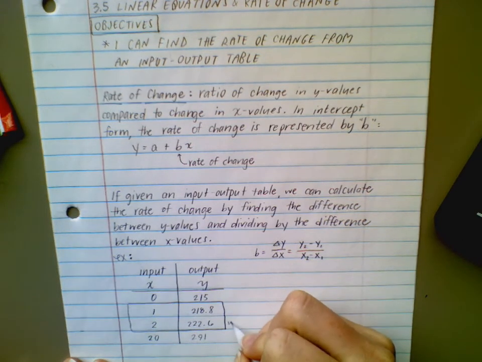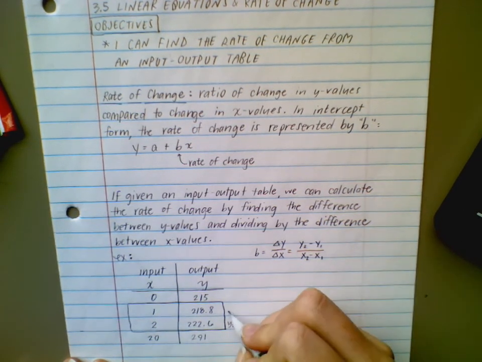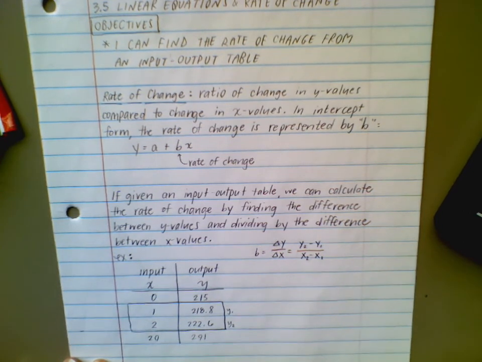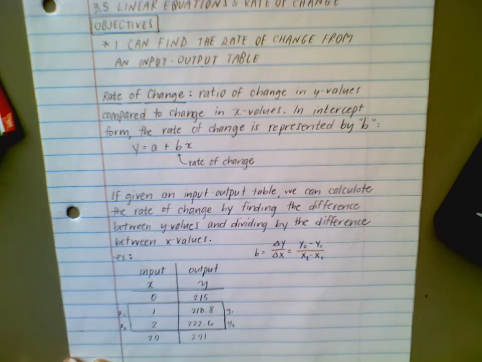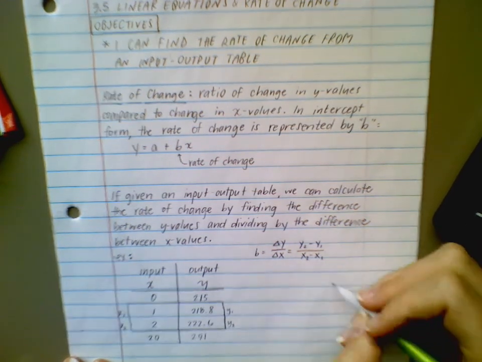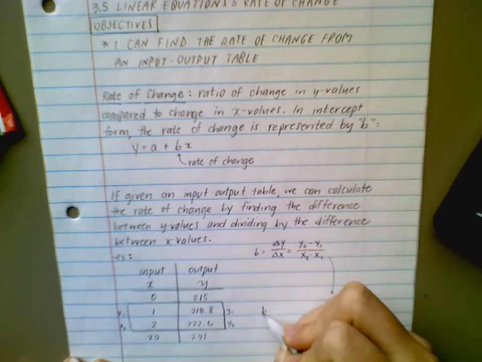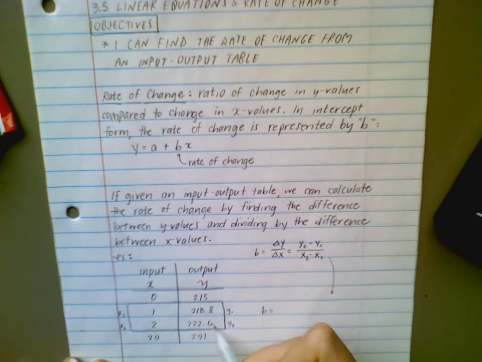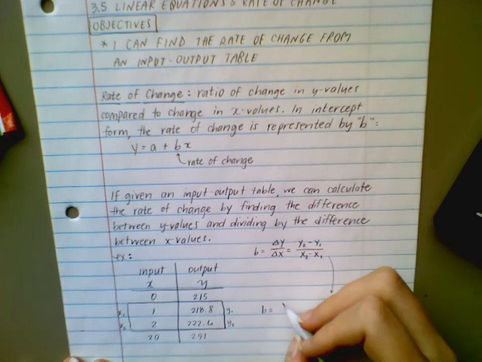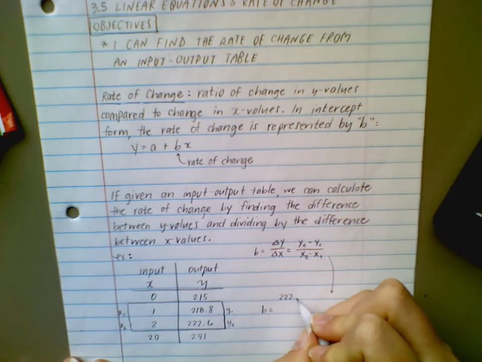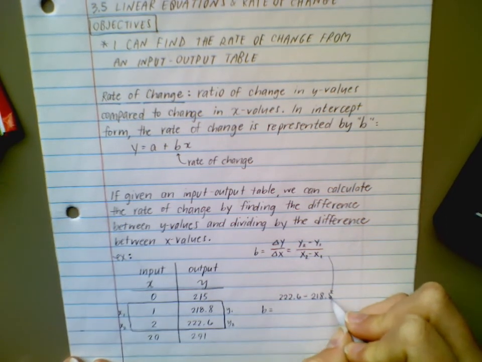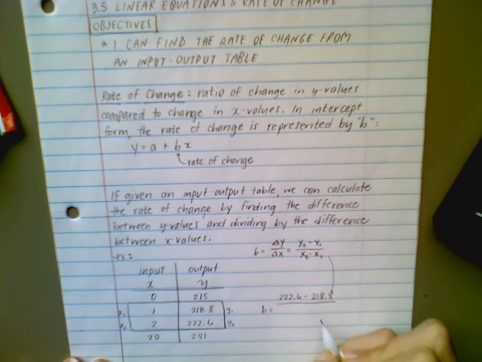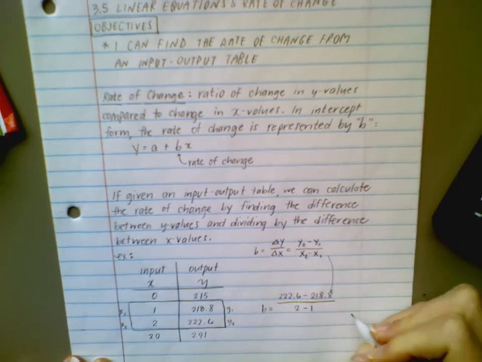This one is going to be my y2, and this is going to be my y1. For here, this is going to be my x2 and my x1. So I pull this equation down, b equals, and then I just plug my numbers in for my variables. So 222.6 minus 218.8 divided by 2 minus 1.